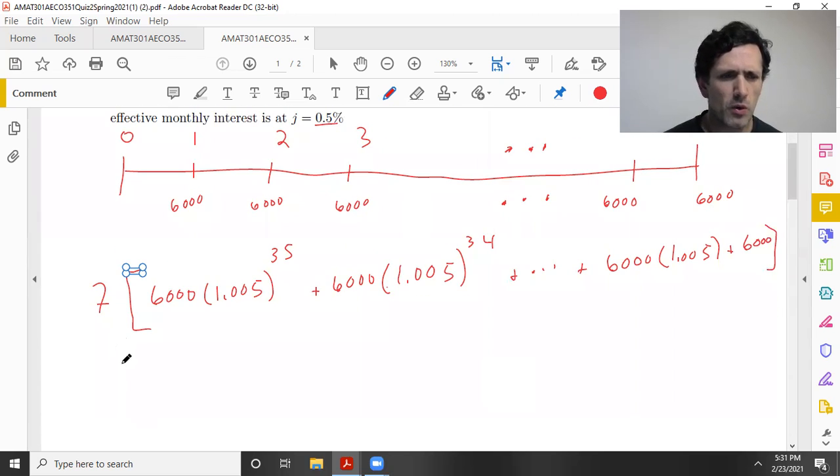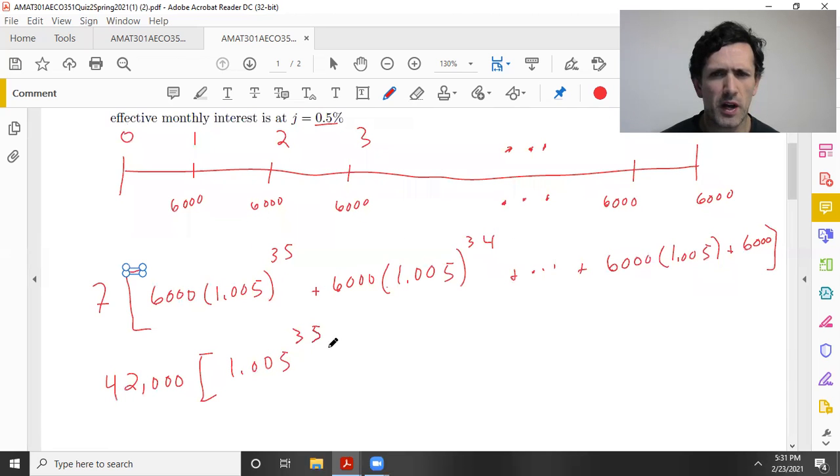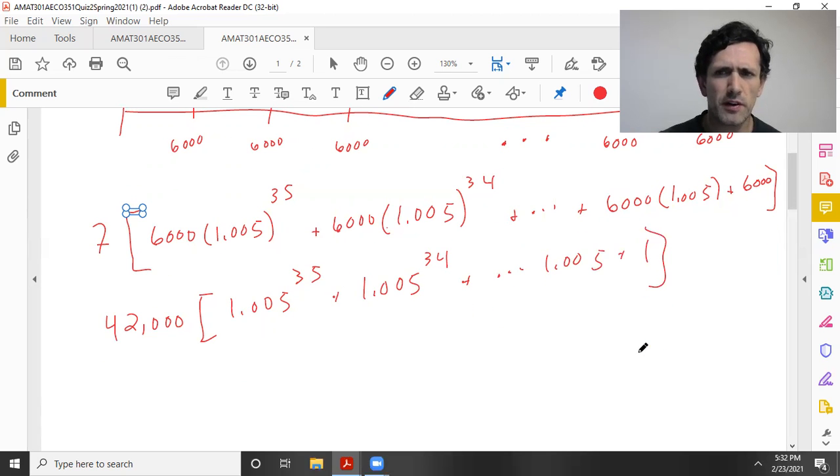So factor out the 6,000. This is 42,000 times 1.005 to the 35, plus 1.005 to the 34, and keep going until you hit just 1. So this is just very simply a geometric series. Sorry, I forgot the equal sign. Hopefully that didn't confuse anybody.